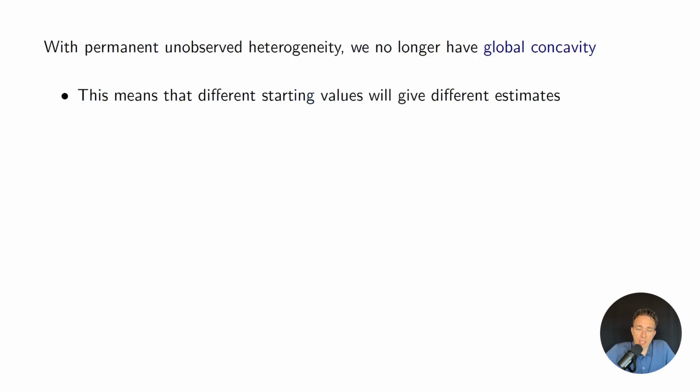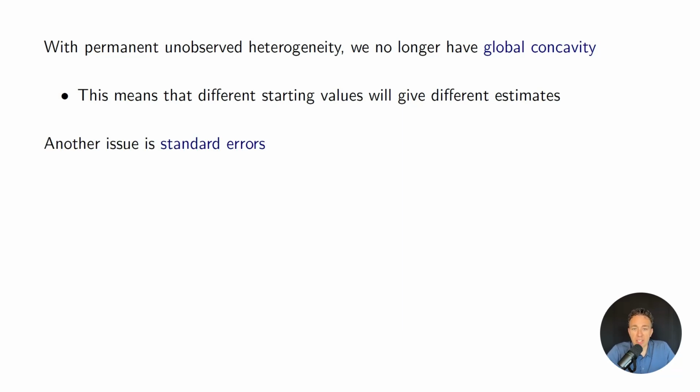So what are some potential complications to this EM algorithm? Well, the first is that when we have this permanent unobserved heterogeneity, we no longer have global concavity of our likelihood functions. So this means that if we give it different starting values, we're going to get different estimates out of it. And so that's going to be a problem in terms of us finding the global maximum of the likelihood function as opposed to a local maximum.